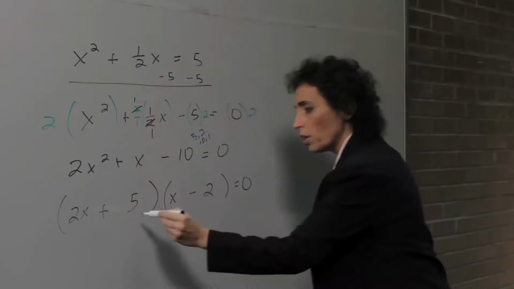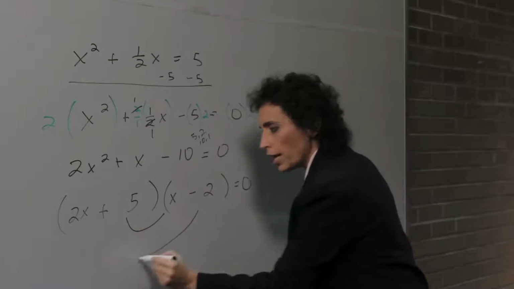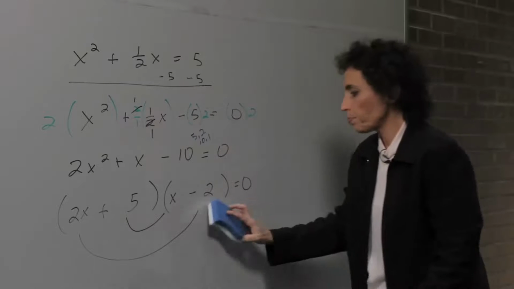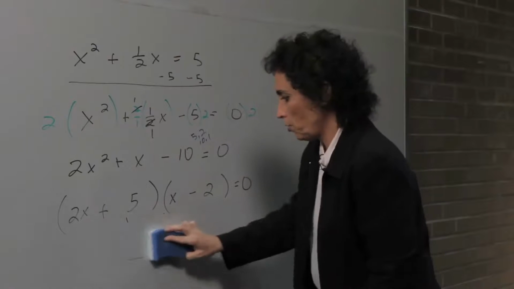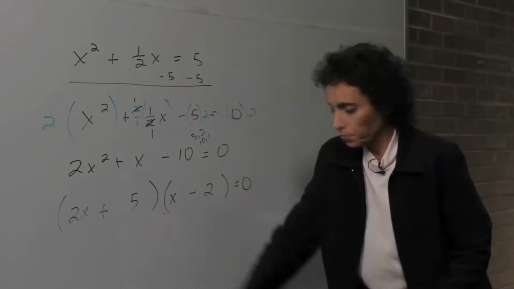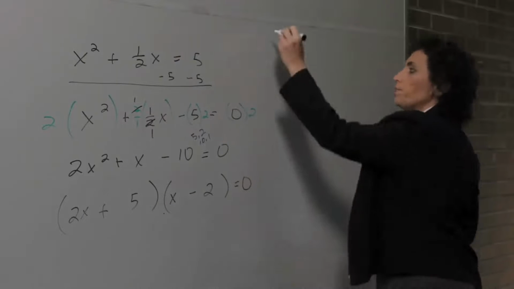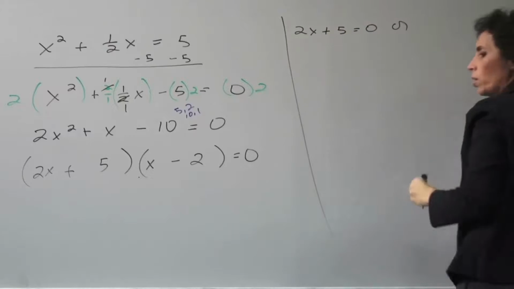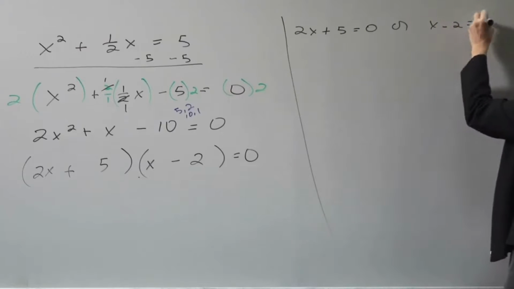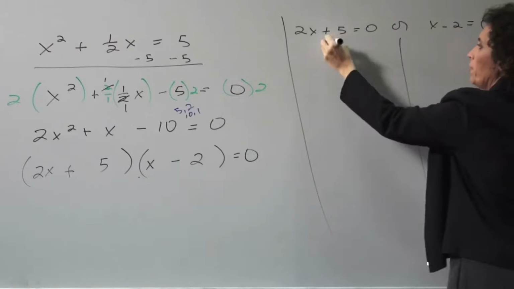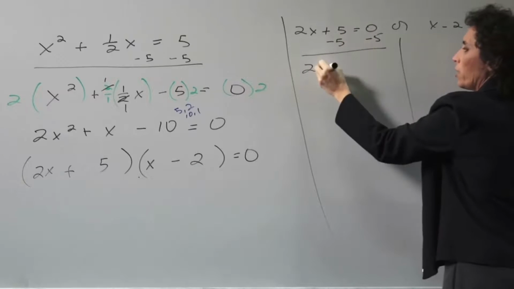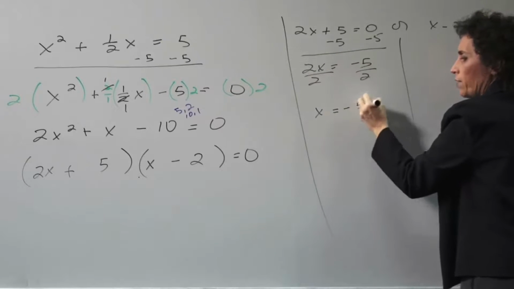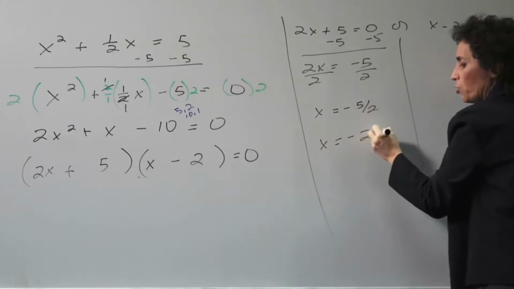Let's see if we got this. This is positive 5x, negative 4x. Oh, did I get lucky? All right, awesome. So now let's set these to 0. 2x plus 5 equals 0, or x minus 2 equals 0. Subtract 5. 2x equals negative 5. Divided by 2. x equals negative 5/2, or x equals negative 2.5.